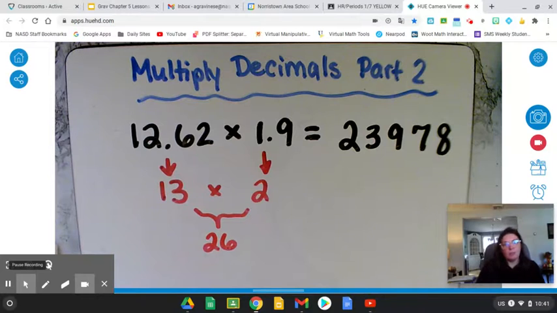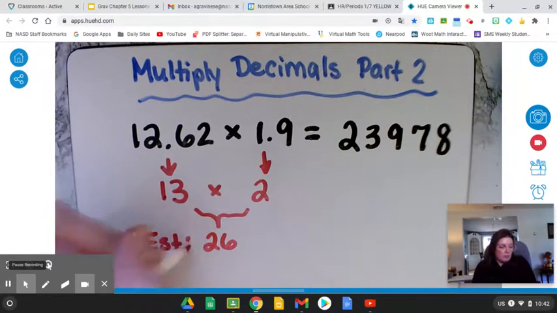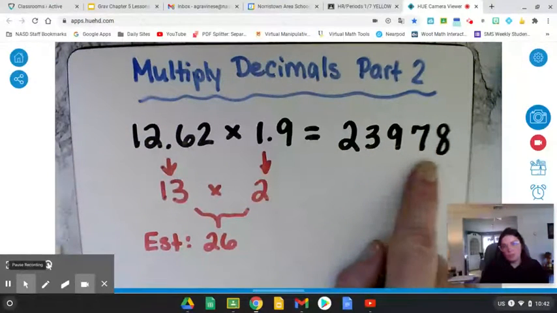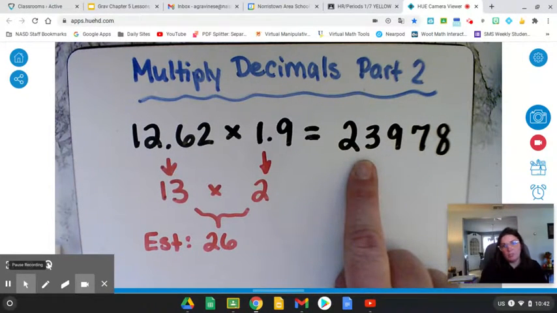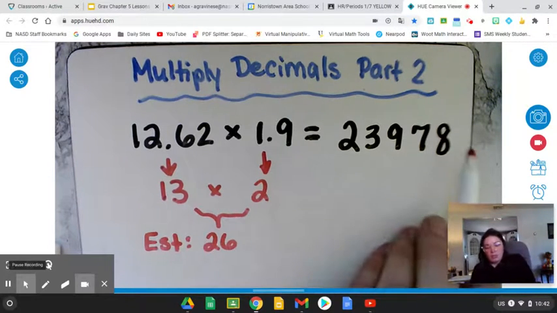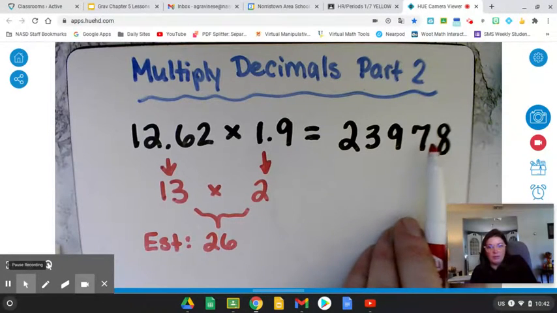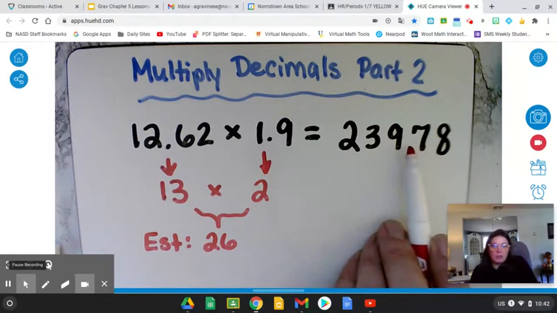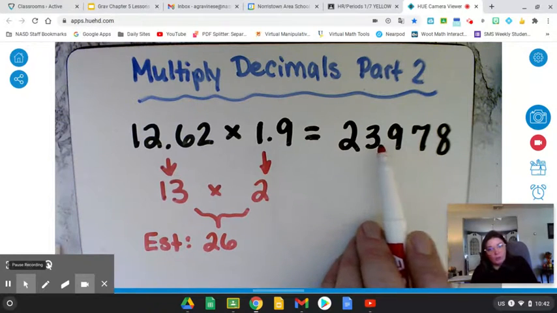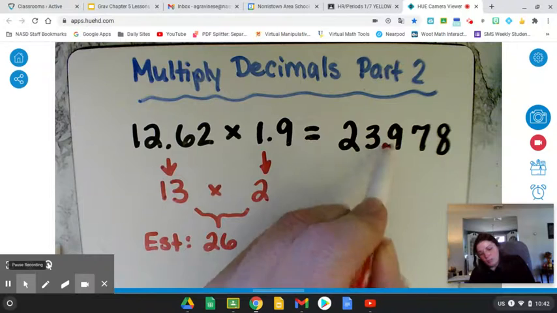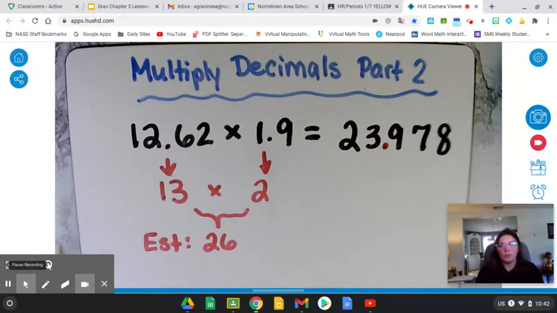So if our estimate is 26, where could we put the decimal point to get as close to 26 as possible? If we put it here, we have a large number, 23,978. So that's probably not it. If we put it here, we have 2,397.8. That's not close to 26. 239.78, we're getting closer. 23.978. 23 is close to 26. So using my estimate, I figured out I can put my decimal point there.